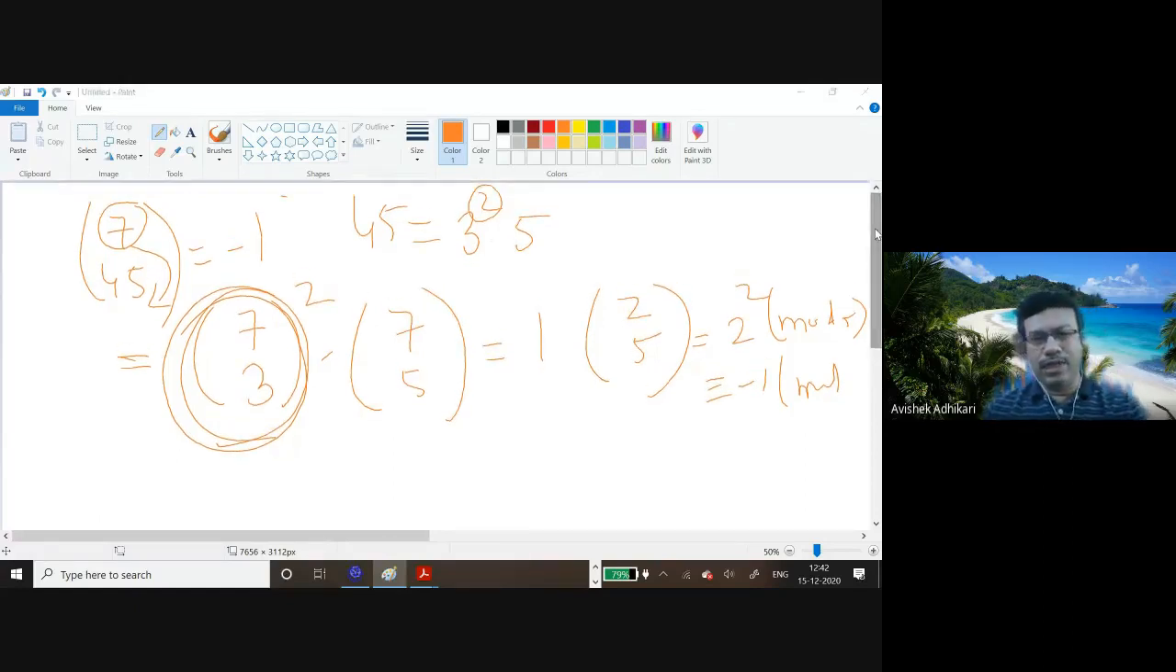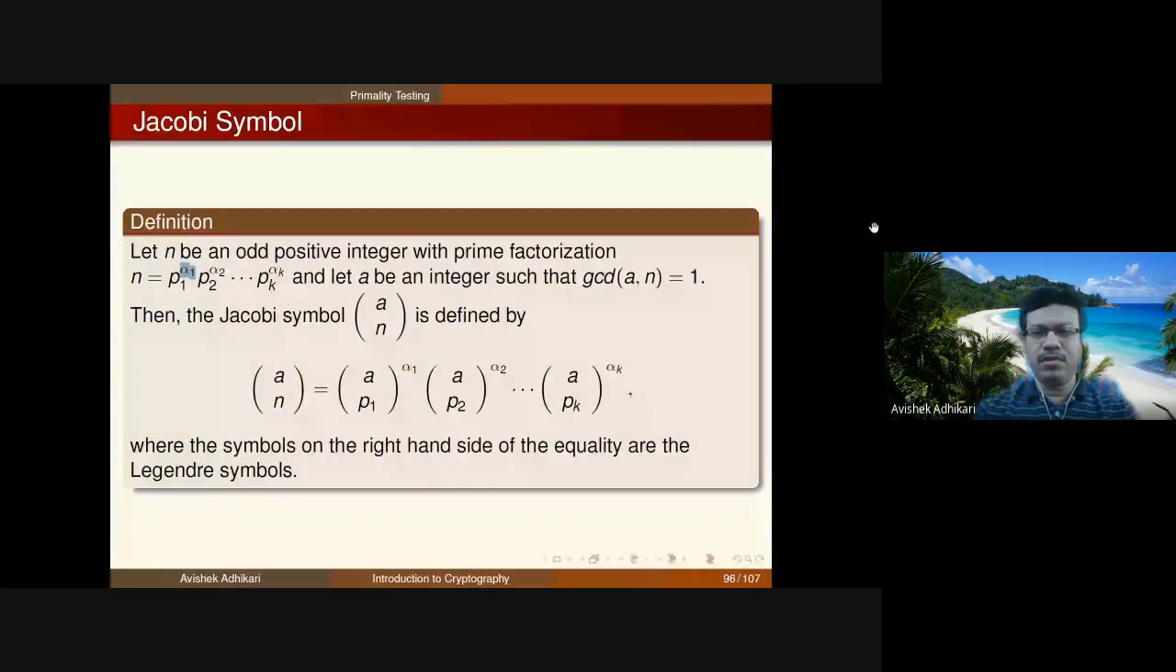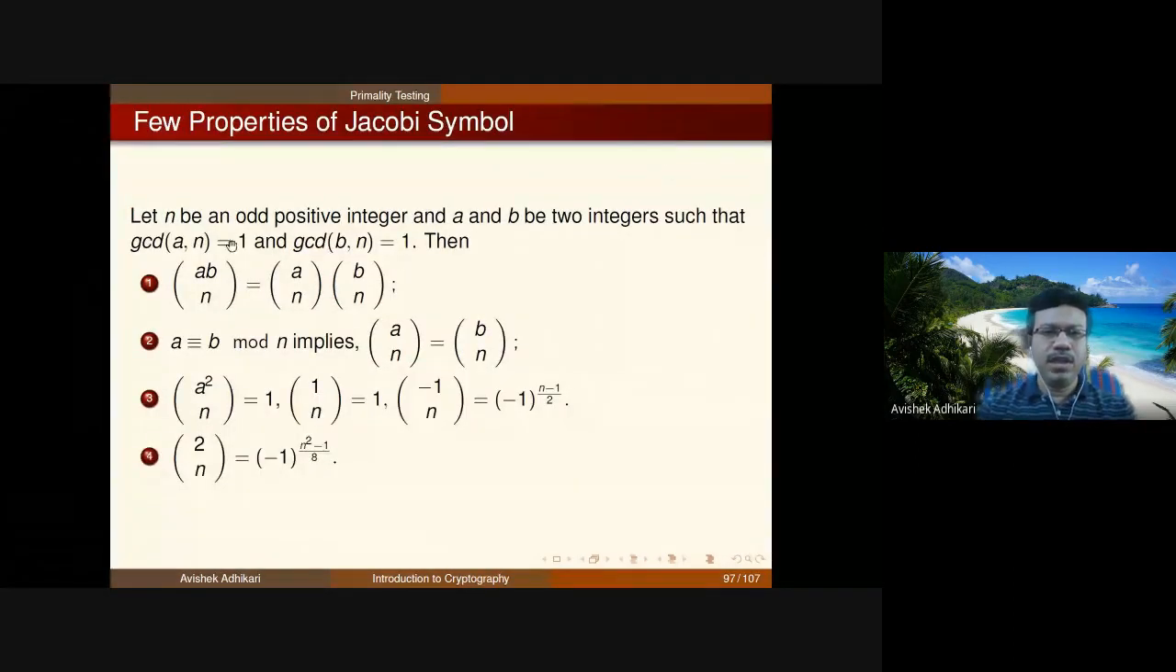And fortunately, most of the properties that we mentioned about the Legendre symbol also hold here. For example, if n is an odd positive integer and a and b are two integers such that GCD of a and n equals 1 and GCD of b and n equals 1, then (ab/n) is the same as (a/n)(b/n). The proof is exactly the same, so you just distribute it. If a is congruent to b mod n, then that will imply (a/n) equals (b/n).